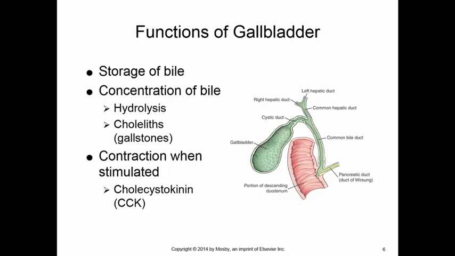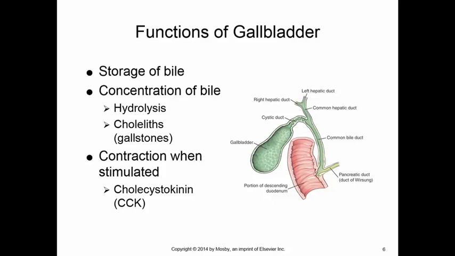So let's talk about the functions of the gallbladder. Now remember, the liver has over 100 different functions. The gallbladder only has 3 primary functions. Number 1, storage of bile. Number 2, concentrate bile. And number 3, contract when stimulated. So let's talk about those in a little more detail. Storage of bile, number 1. If bile is not needed for digestive purposes, it's stored for future use in the gallbladder. Okay, so it's like a little purse. It's holding your bile. It's your bile purse.